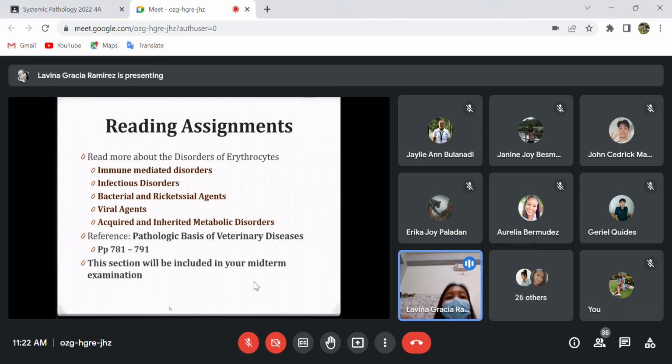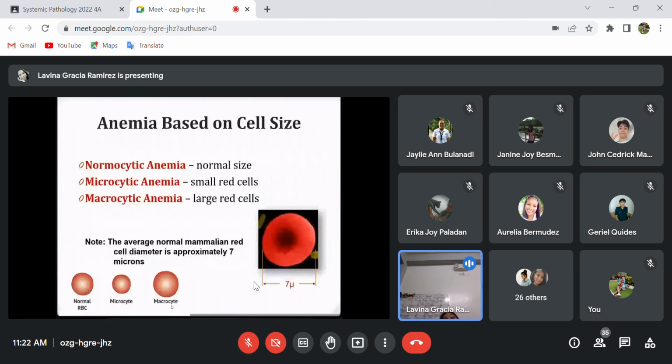So any clarifications with regards to the type of anemia based on etiology? We have the hemorrhagic, hemolytic, aplastic, myeloproliferative, and nutritional deficiency. So there are 5. I hope you still remember that. Now, any questions or clarifications?